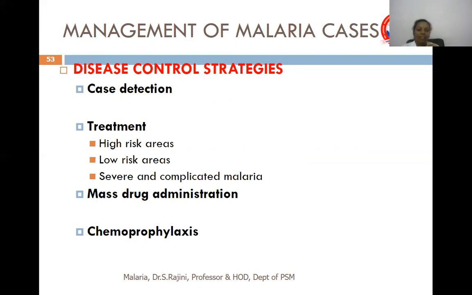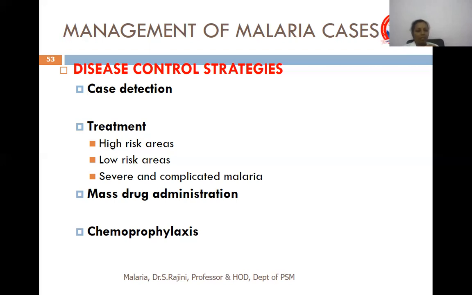How will you find the case detection? Through a survey, active and passive surveillance. By active surveillance, you go house to house and take blood smears, thick and thin smear, and identify the malaria parasite. Passive surveillance: patients come to the hospital reporting fever and other signs and symptoms of malaria. You take the blood smear and do the examination to find the cases. That's how you will detect the cases.